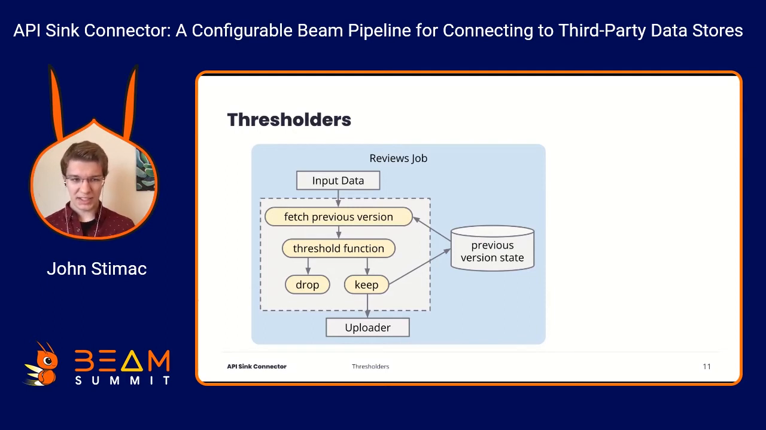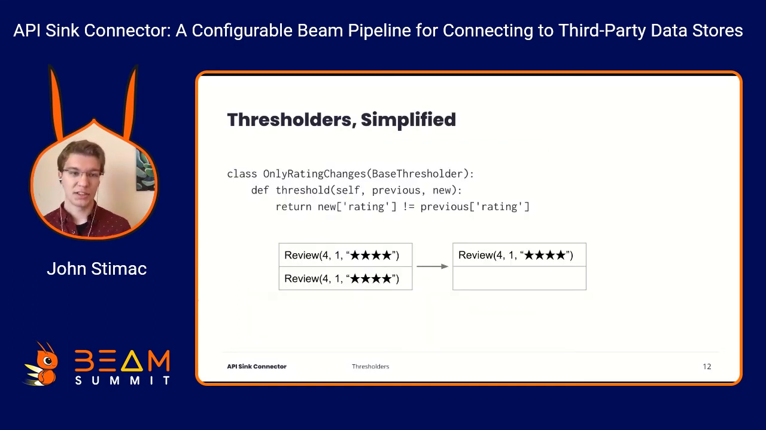So hopefully, if you're familiar with Beam, this makes sense. But to developers who aren't familiar with Beam, this is actually getting pretty complicated, because now we're introducing state on top of the things you already had to learn. So we want to simplify this down into an interface. So like we do for transformers, we can define a base thresholder class. And now, if you're a developer who wants to write a thresholder to only pass through changes where the rating changes, all you have to do is define this threshold function. So this solves another problem that developers face.